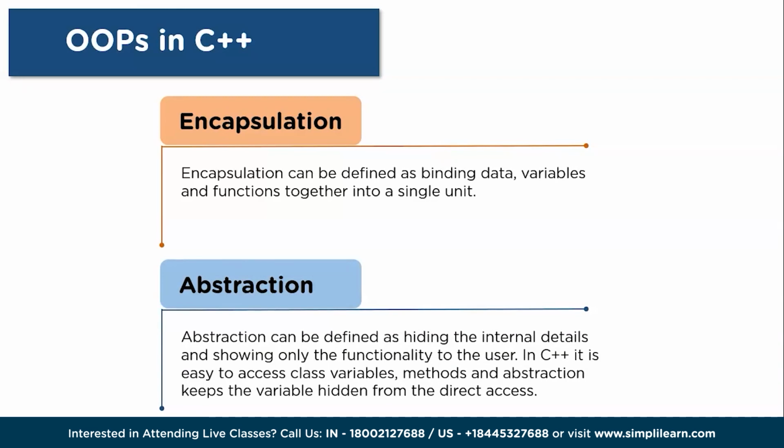Now coming to abstraction. Abstraction can be defined as hiding the internal details and showing the functionality to the user. In C++, it is easy to access class variables and methods, and abstraction keeps them hidden from direct access.